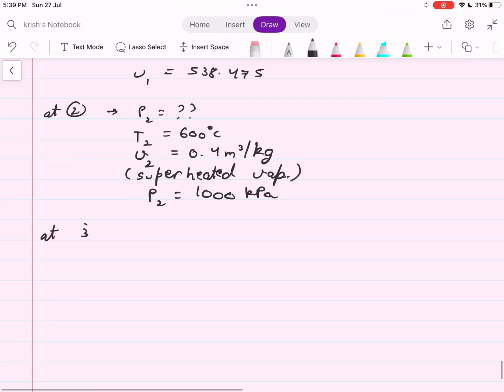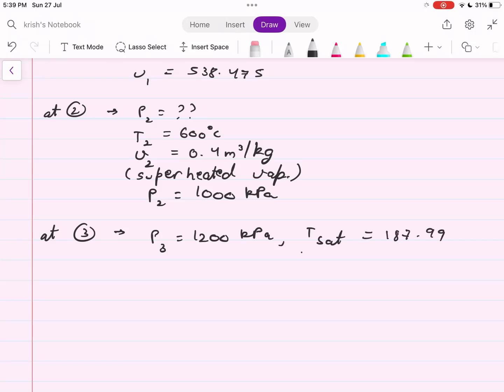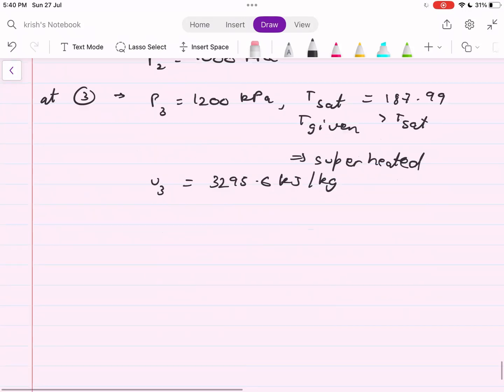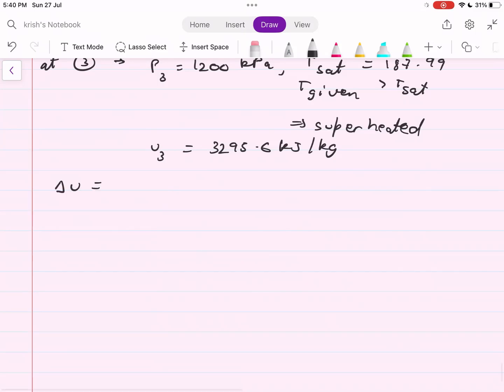And at 3, P3 is 1200 kilopascals, that is given to us in the question. And since T sat at 1200 kilopascals is 187.99 and our T given is greater than T sat, that means it is still superheated. So U3 will come out to be 3295.6 kilojoule per kg. Right. So delta U will come out to be 5514.25 kilojoule, but W will give us some issue.